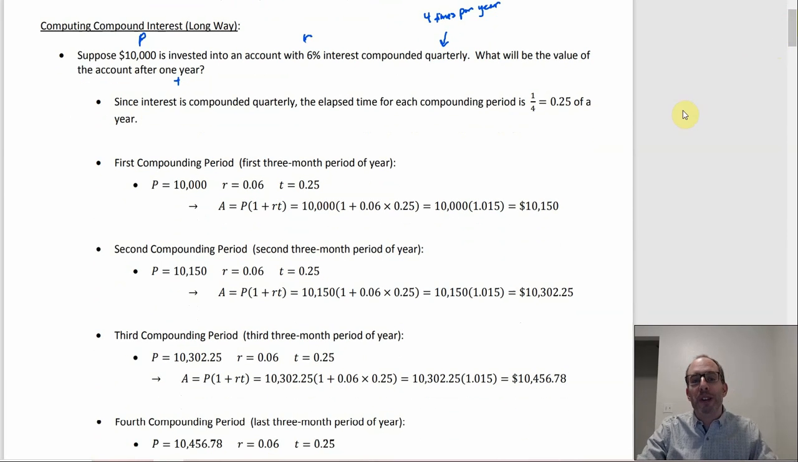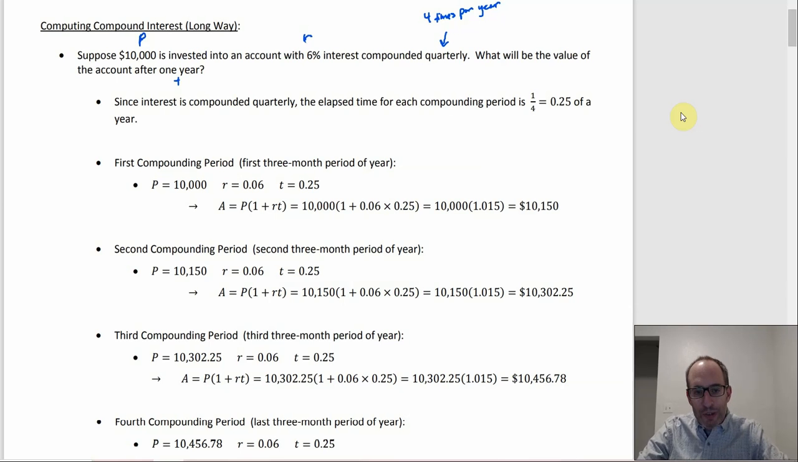All right, so if the interest is compounded quarterly, 4 times a year, then the elapsed time for each compounding would be 1/4 of a year, if you're going to write it in years. If you're going to write it in months, you'd say it was 3 months. But since the interest rate is written as 6% per year, then we'll write out the elapsed time for the compounding periods in years as well. So 1/4 of a year. That's going to be a better phrasing than 3 months, because then the units are going to match up.